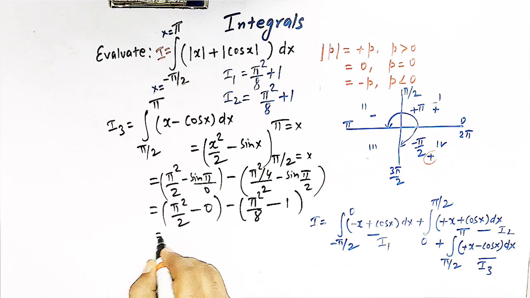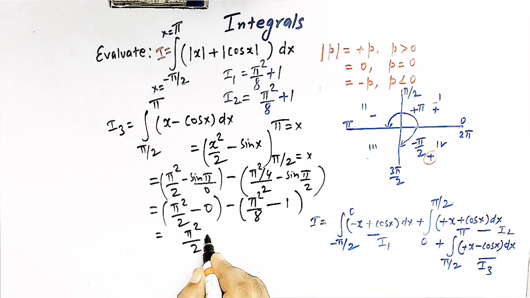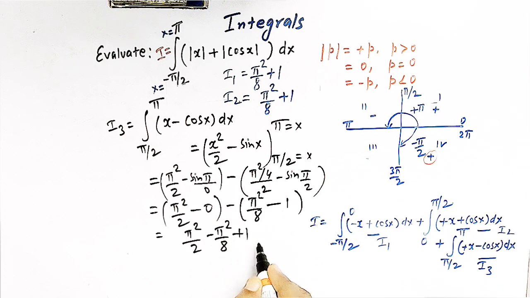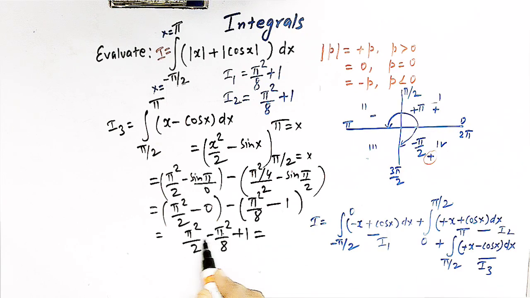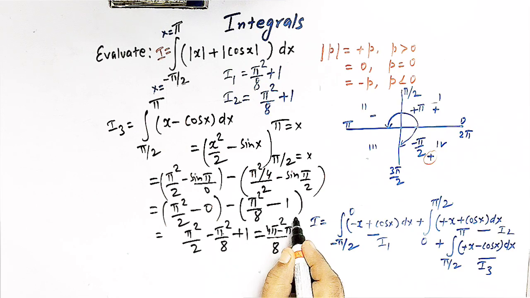So now we can write pi square over 2, and here we have minus pi square over 8 plus 1. So now we can simplify this expression, because here we have these two like terms. So the LCM is 8. Here we have 4 pi square, then minus pi square plus 1. So this is 3 pi square over 8 plus 1.